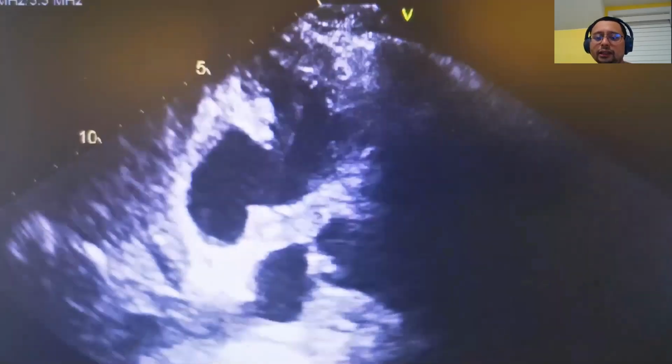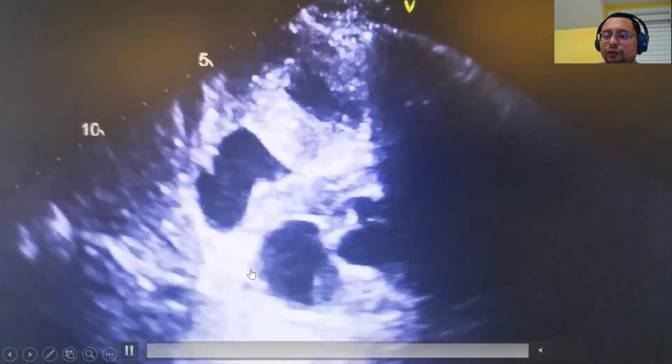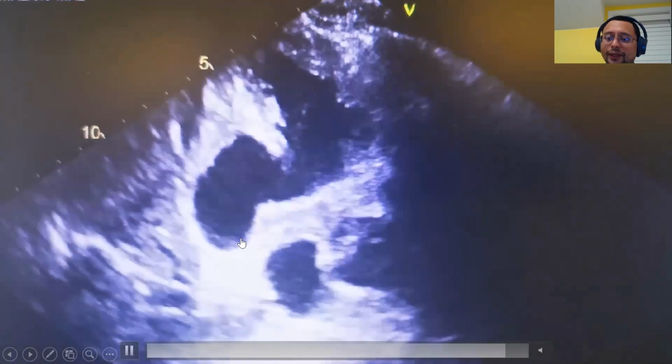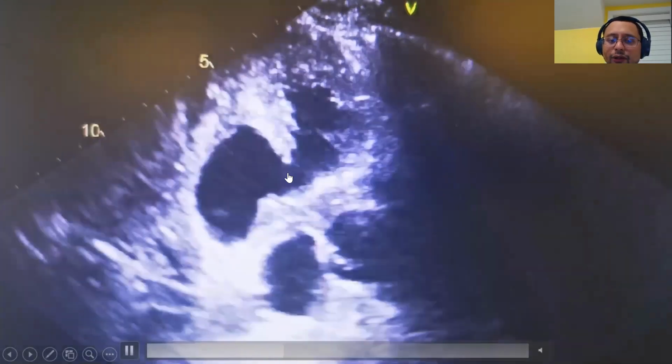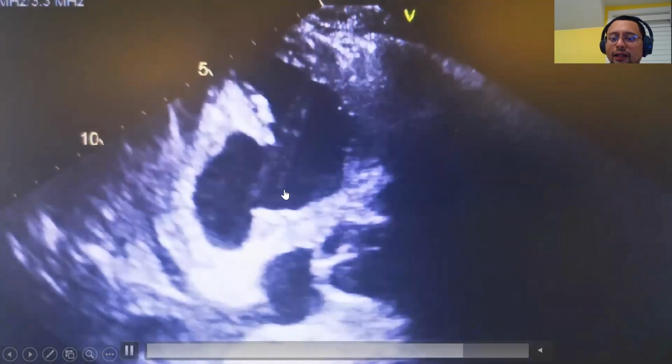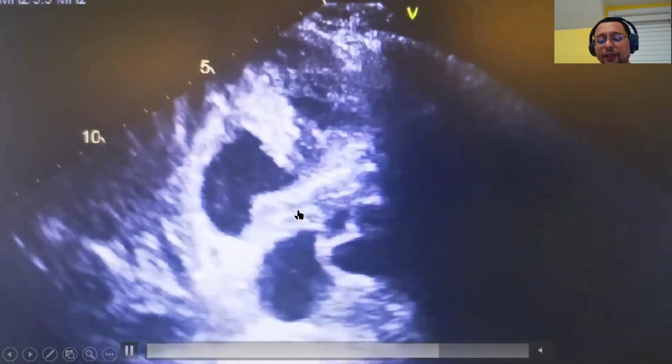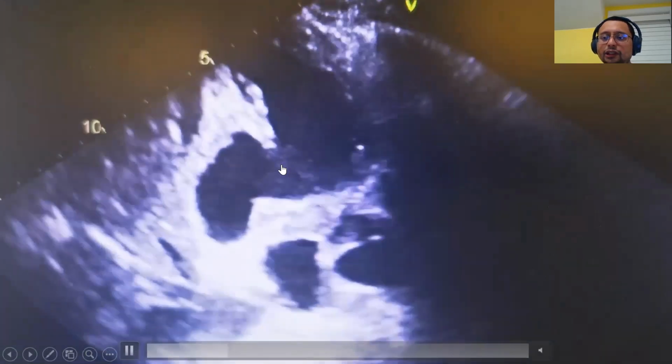All right, so this is a two-chamber view, a little bit slanted. So this is the aneurysm that we're talking about just now. In this view, it seems that this aneurysm has a narrow neck. Remember that if you see a narrow neck aneurysm, that is usually a pseudoaneurysm. If you see a large neck, that is a true aneurysm.